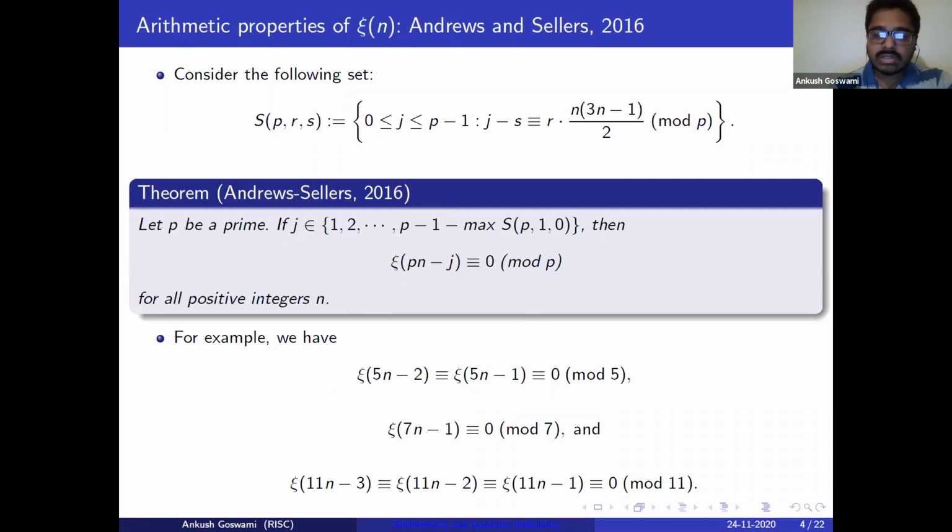Similarly, if you choose p equals 11, you get 3 elements in that set, j equals 1, 2, and 3, and that gives you 3 congruences mod 11. So in this way, you can go on taking different prime values p and get congruences, provided this set is non-empty. If this set is empty, you will not get any congruence, and that happens precisely when p is 23. So if you choose p equals 23, then this set becomes empty, and you do not get any congruence for the Fishburn numbers mod 23.